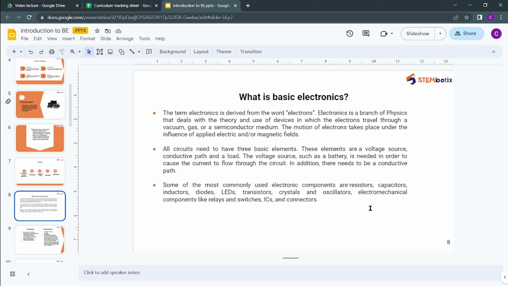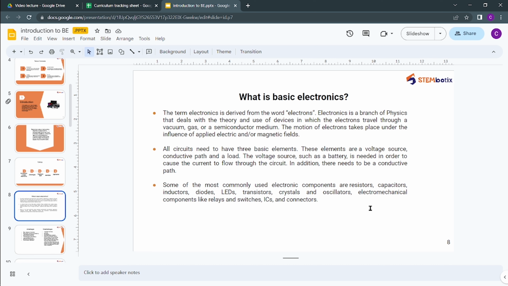The term basic electronics, or electronics, is derived from electrons. So what electrons are, and their flow and everything, is included in electronics. Electronics is a branch of physics that deals with the theory and use of devices in which electrons travel through vacuum, gas, or semiconductor medium. In whichever medium electrons travel, the study and the physics of that theory is dealt with in electronics. The motion of electrons takes place under the influence of an applied electric and or magnetic field. So whenever an electric or magnetic field is applied, there will be a flow of electrons.